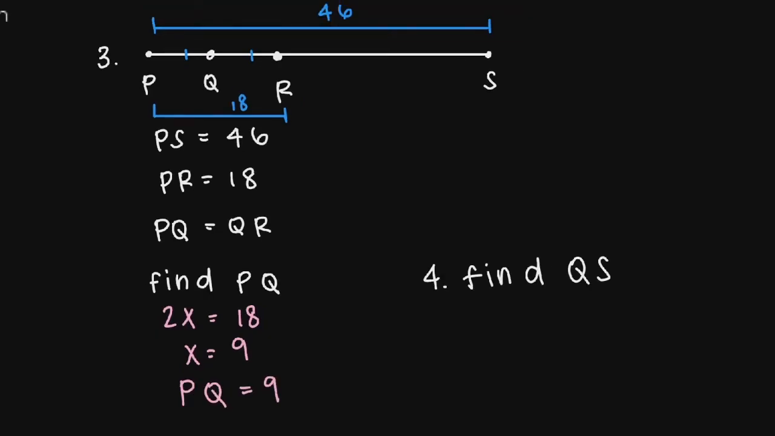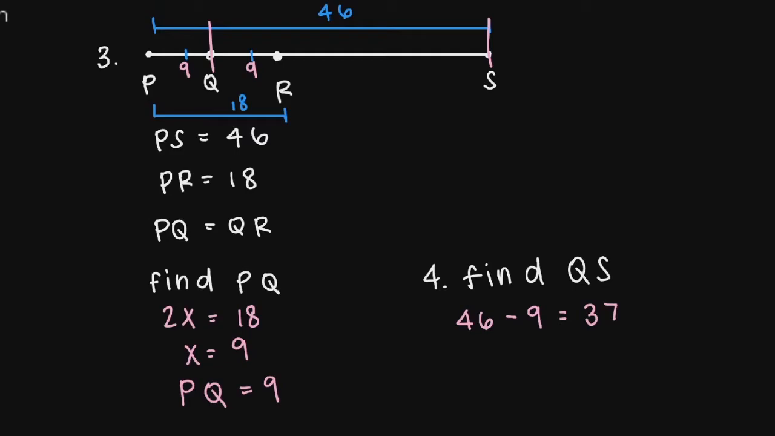For the next part, we want to find QS, which is from here to here. So we know that the entire length is 46, and we now know that this part is 9 and this is 9, so we can subtract 46 minus 9, and that'll give us 37, which is the length of QS.